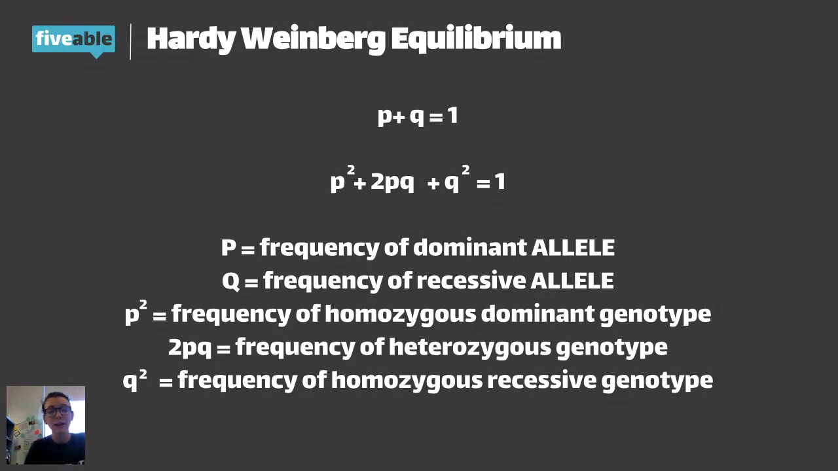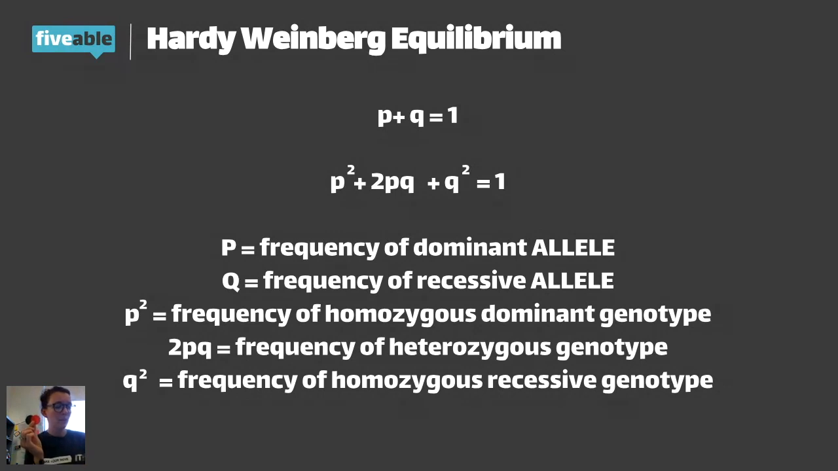So we have P squared, that's two powerful P dominant alleles, and that's going to be equal to the frequency of the homozygous dominant genotype. So P squared is our frequency of all of the homozygous dominant individuals in our population. 2PQ is the frequency of the heterozygous genotype. They have one P and one Q, right? That's why we call them heterozygotes. So those would be all the individuals in the population that have one dominant and one recessive allele.